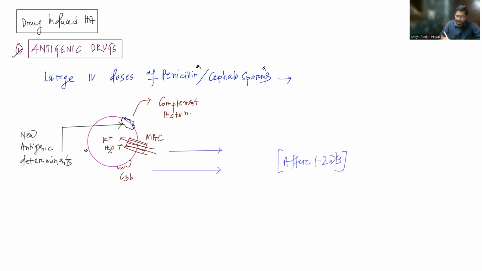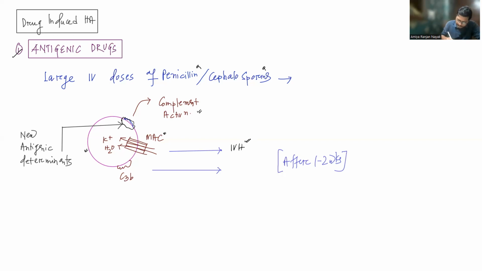After binding, these antibodies can cause activation of the complements. And if there is full complement activation, it can cause formation of the membrane attack complex, which can cause intravascular hemolysis. This we have already discussed. Whenever the membrane attack complex binds to the cell surface, it can create pores and cause influx of potassium and water, and ultimately cause cell lysis. So in this process, it can cause intravascular hemolysis.